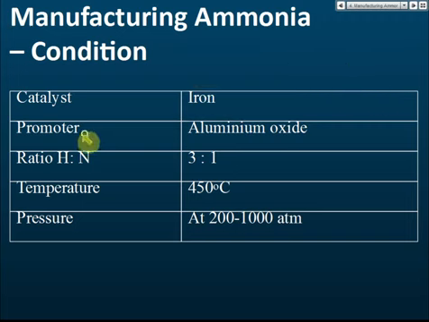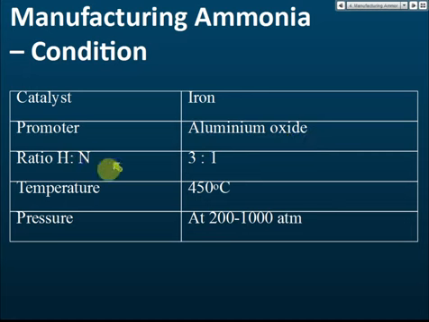And then we have a promoter. This promoter is aluminum oxide. A promoter is the chemical that we use to increase the amount of product. A catalyst is to increase the speed of the reaction, to speed up the reaction, and a promoter is to increase the amount of product. So we have this promoter, aluminum oxide, and you must remember this as well.